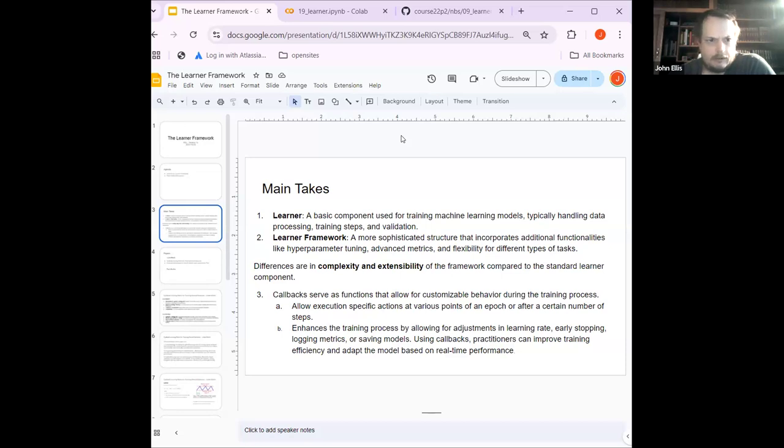We'll go a little bit more into detail on those, but does anyone want to add anything to the general takeaways on these three terms?